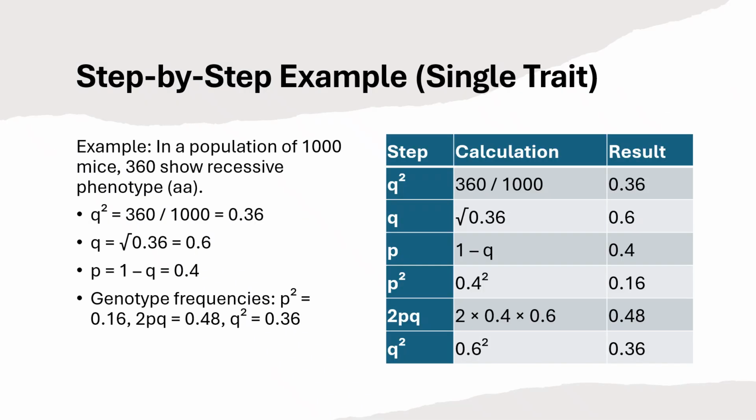Let's calculate allele frequencies from a real example. First, determine Q squared from the recessive phenotype, then find Q, then P, and finally genotype frequencies.